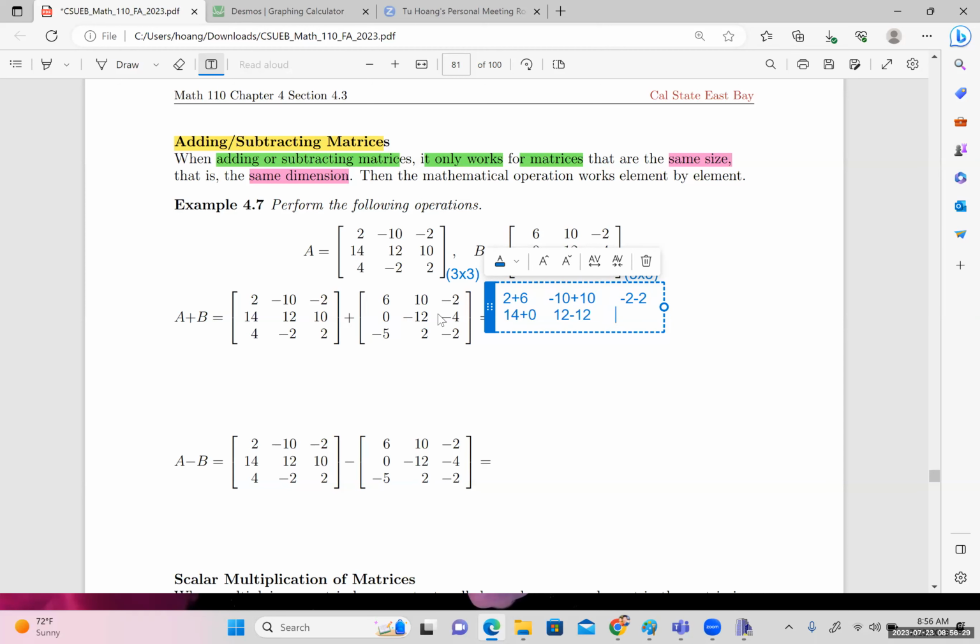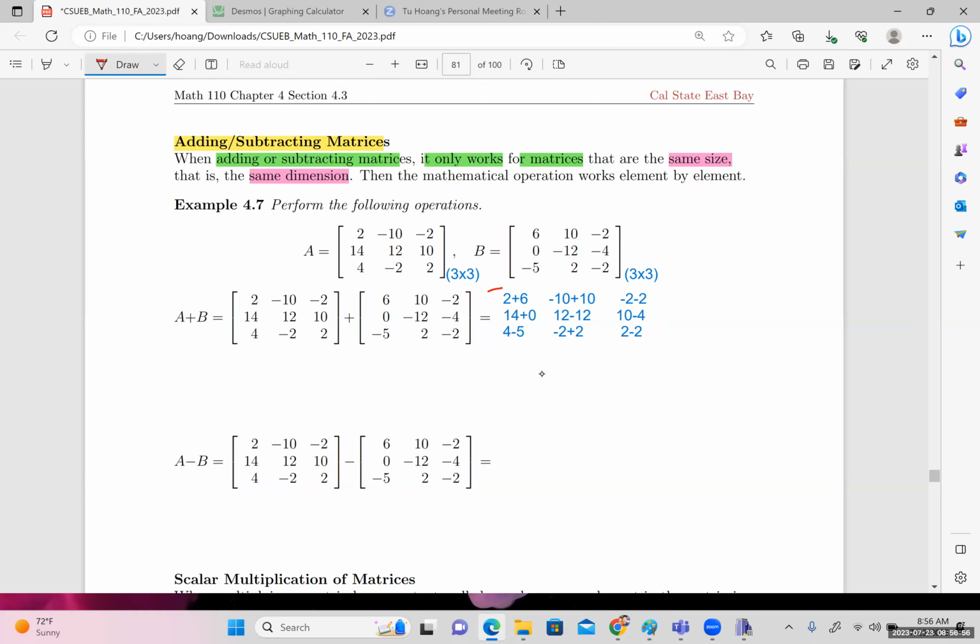And 10 minus 4. Because it's adding with a negative, I can just simplify it to be minus. So 4 minus 5. And the next one will be negative 2 adding with 2. And then the last one will be 2 minus 2.